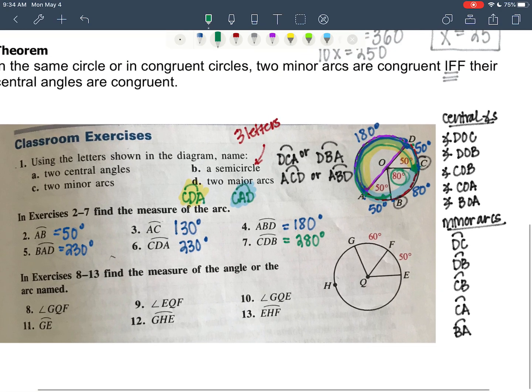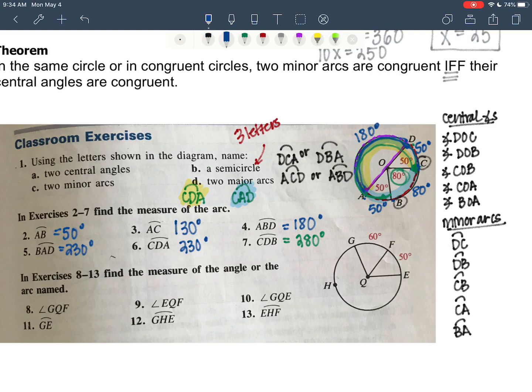Now, in these next 6 problems, they're going to give us the arc, and we need to go back and find the angles. So go ahead and press pause if you'd like to try this on your own. GQF is 60 degrees. I'll mark 60 degrees right there. EQF is 50 degrees. We'll mark 50 degrees right there. Angle GQE, well, angle addition postulate, 60 plus 50 is 110. Arc GE is 60 plus 50, which is 110 degrees.